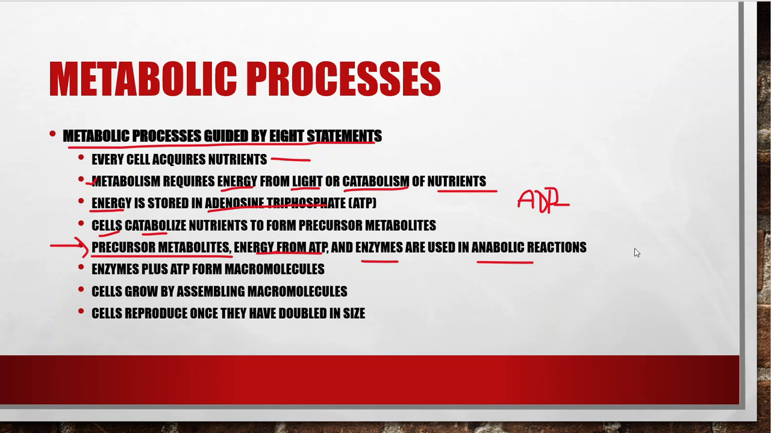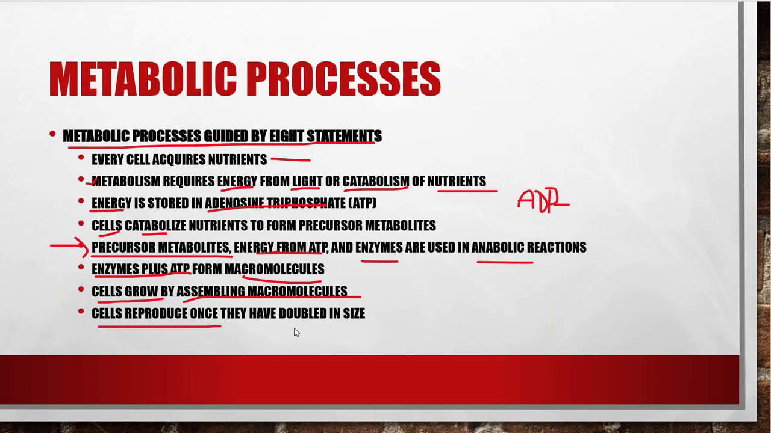Metabolism equals anabolism plus catabolism. That's what it is. Metabolism is all the stuff I break down and all the stuff I put back together. Those enzymes plus the ATP help us to form those macromolecules, stuff like glycogen and again proteins. Cells grow by assembling macromolecules. We need proteins, we need all of these precursors, we need nucleic acids from nucleotides. It just makes sense, guys.